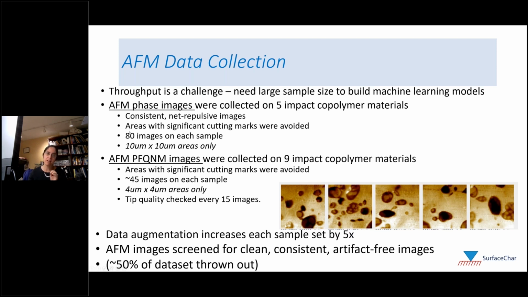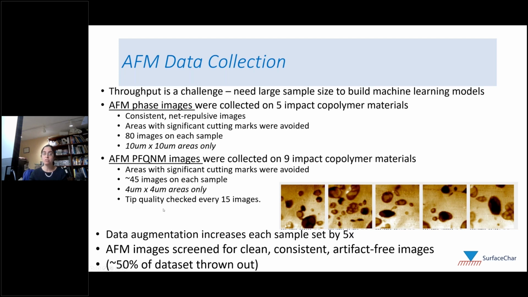We limited to 10 micron by 10 micron scan sizes so that we can collect more quickly. The peak force QNM is a slower measurement, and so we had to resort to automation, which Bede had described earlier, in order to get reasonable sample sets. And here we had expanded to 9 impact copolymers. Ultimately we got 45 images per sample using the automated setup with AutoMet that Bede had described earlier. We collected smaller image sizes, 4 microns by 4 microns, to try and speed up the acquisition.